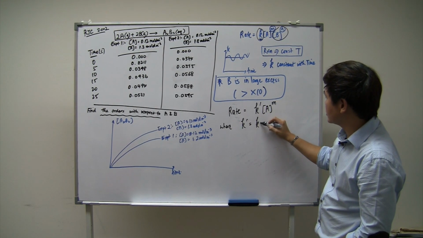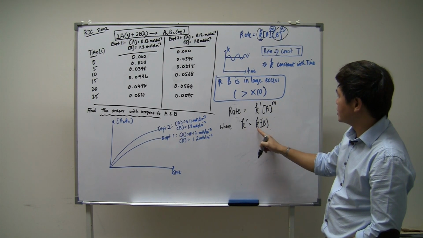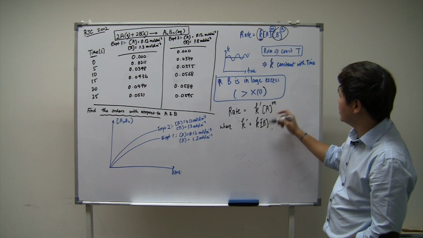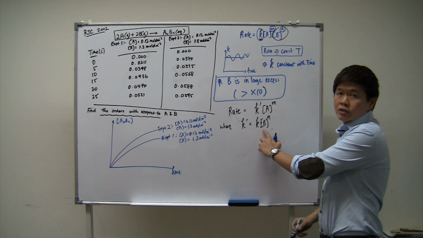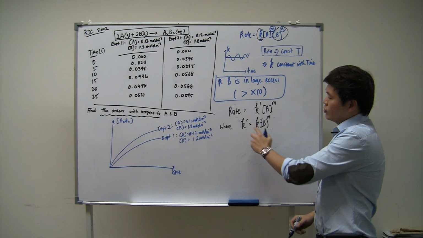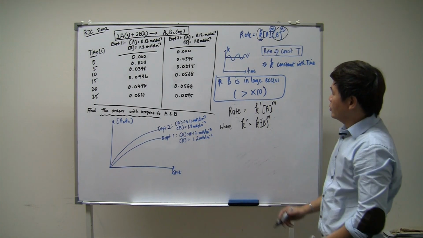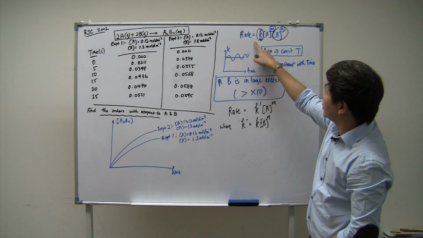We're going to express this as a new constant called K prime, where K prime is the original K times B to the power of n. Why we can do that is because K and B are both constant with time, so we can lump them together to form a new constant called K prime. Now this rate equation and this rate equation are different.